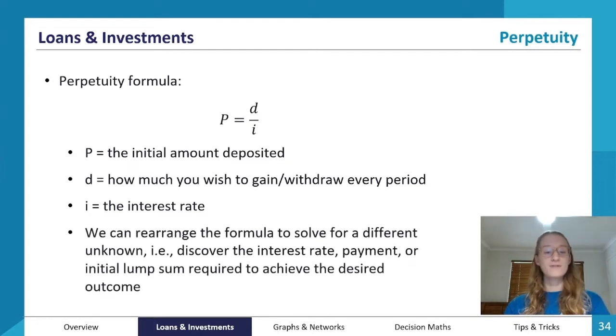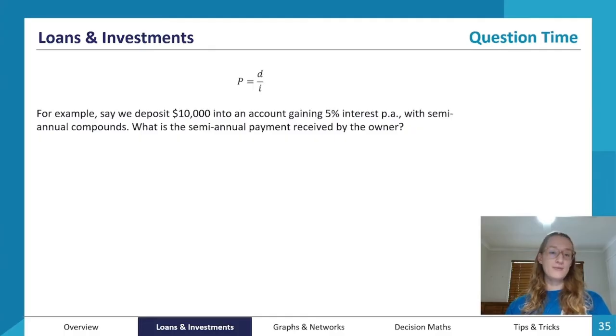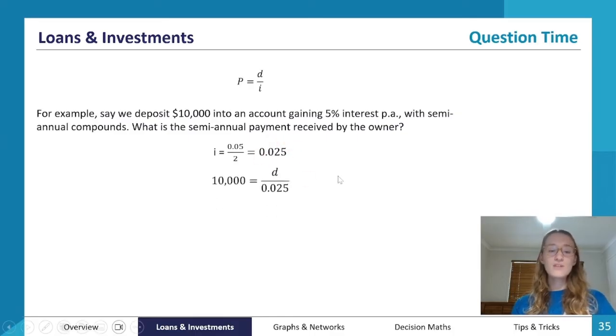And again, we can rearrange this formula to identify a different unknown. So the question that we're looking at here, for example: say we deposit $10,000 into an account gaining 5% interest per annum with semi-annual compounds. What is the semi-annual payment received by the owner? So we're calculating our decimal rate of interest, I, here. 5% per annum is 0.05, divided by 2 because we've got semi-annual compounds, so twice a year. That gives us an I of 0.025.